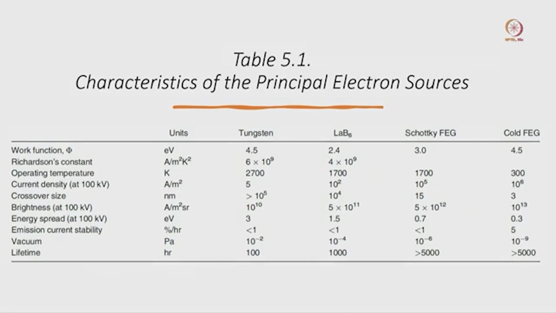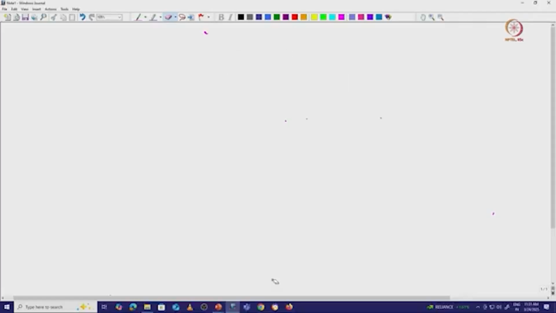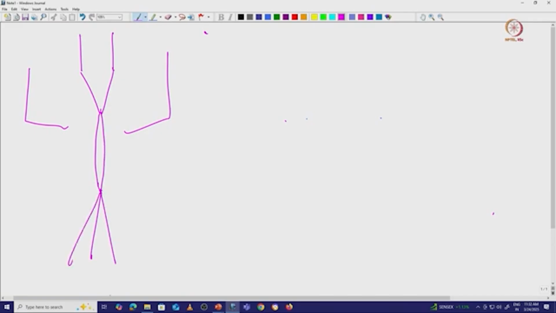Here I want to cover one important part that is better we should know. As I mentioned previously, if there is a filament, the electrons will merge here. This is our Wehnelt cylinder. If the Wehnelt cylinder is there or not there, it doesn't matter. Even if there is a field emission gun, there will be two anodes.